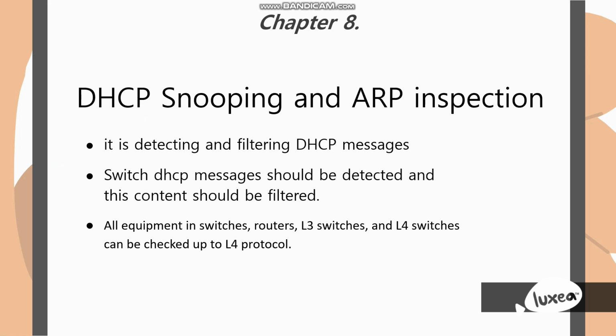Okay, so DHCP snooping and ARP inspection. DHCP snooping on a switch, personally, I would say is detecting and filtering DHCP messages. DHCP messages can be detected, and their content should be filtered. What I learned is that all equipment, switches, routers, L3 switches, and L4 switches, can be checked up to the L4 protocol. That was kind of interesting.